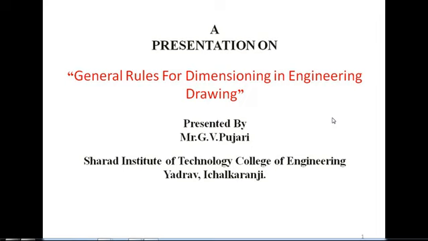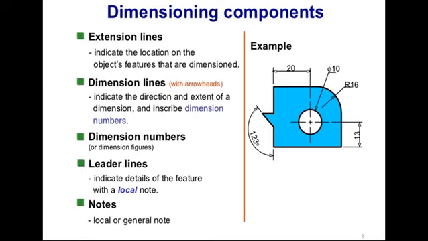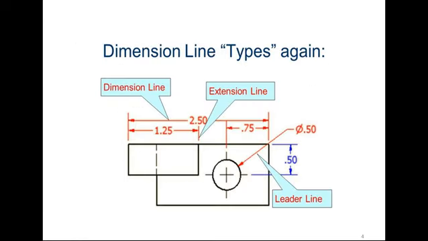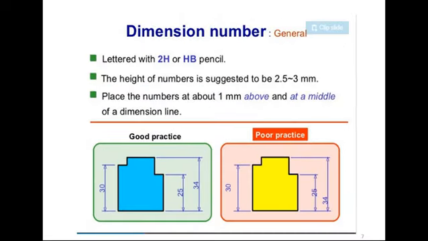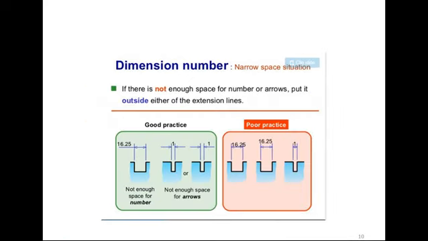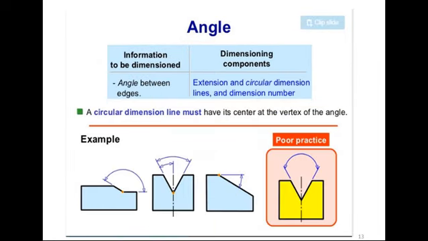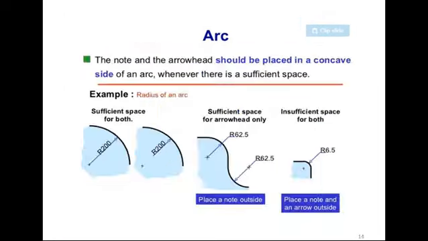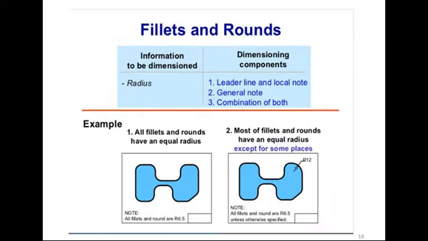Okay friends, last video we started this topic, general rules for dimensioning in engineering drawing. We saw the introduction, then the dimensioning of components, the dimension line types, the extension line, dimension number, then why we use local notes, and the length and the angle. In today's lecture we are going to continue with fillet and radius.